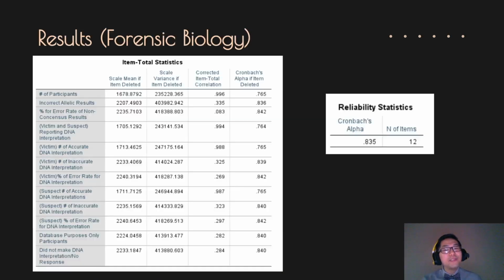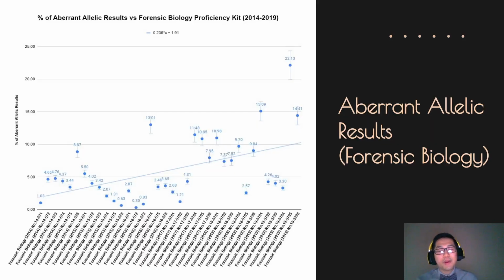All right, and we have our results. For the results, I want to understand the internal consistency. The one I'm looking at is forensic biology, and it is the same for all the other test kits. What we notice is that with the subscales, there's a strong internal consistency, since the Cronbach alpha is greater than 0.7. These subscales are consistent with one another and show a strong internal consistency.